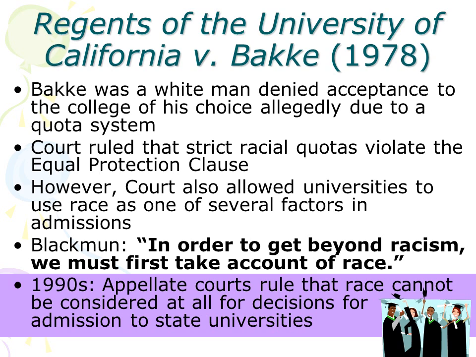Again, this is 1978. In the 1990s, we had appellate courts looking at this saying, okay, this decision to strike down the quota system, we got it. However, allowing universities to use race in admission, I think we've kind of outgrown that. And so in the 1990s, the appellate courts ruled that race can't be used at all. You cannot look at race to be considered at all for decisions of admission to state universities. So you can ask questions about it, but you cannot decide whether or not to admit somebody to a state university based on whether or not they're part of a certain racial group.